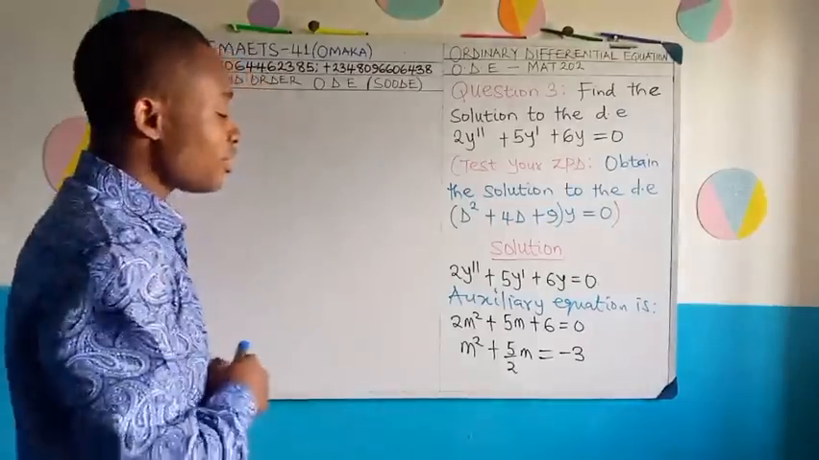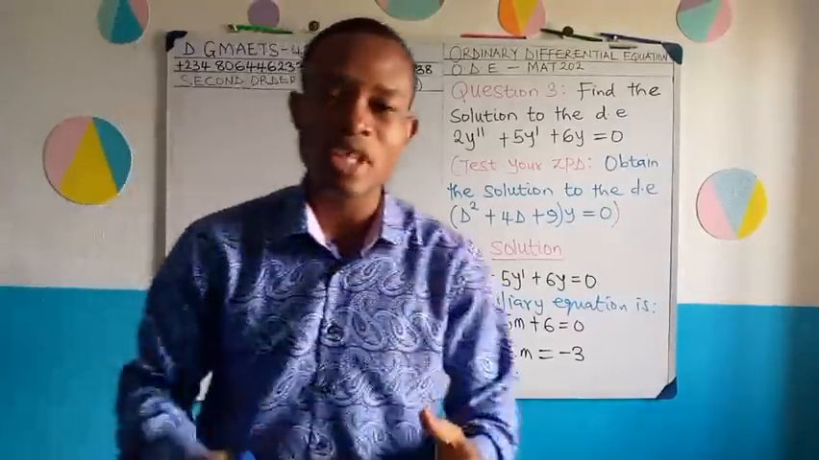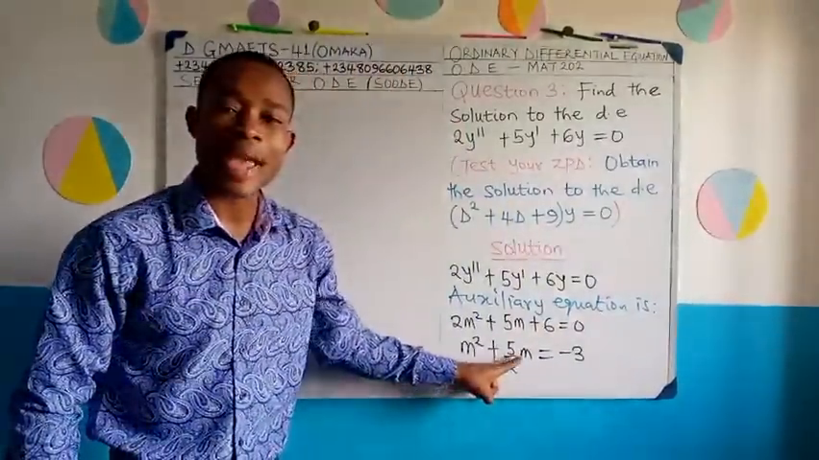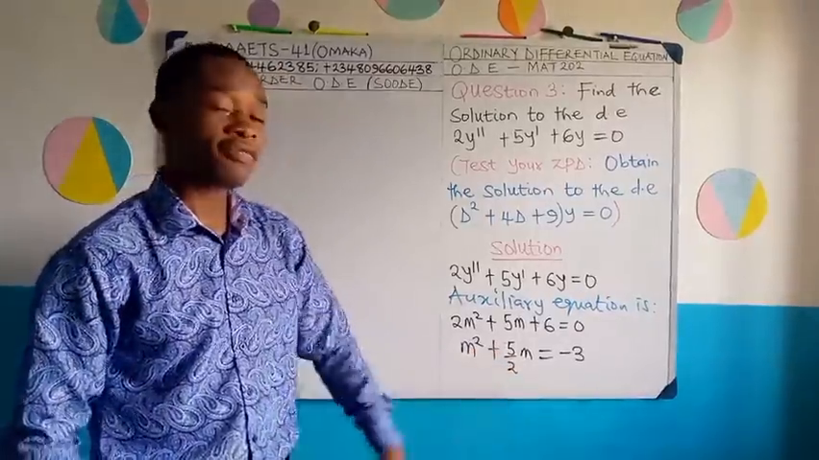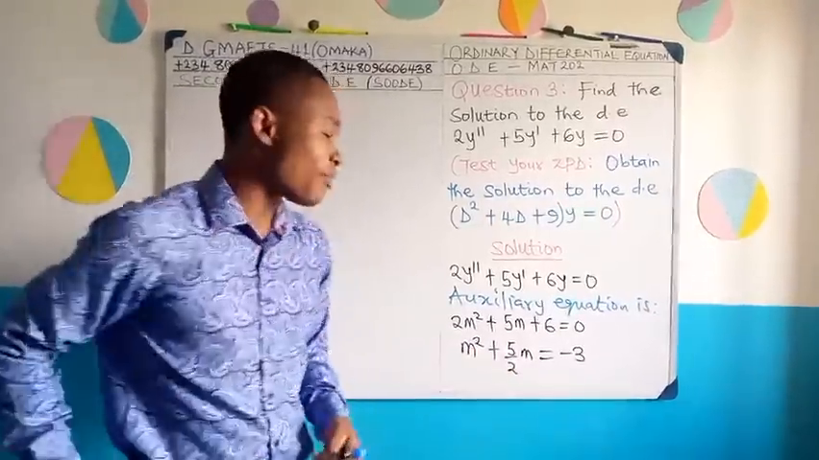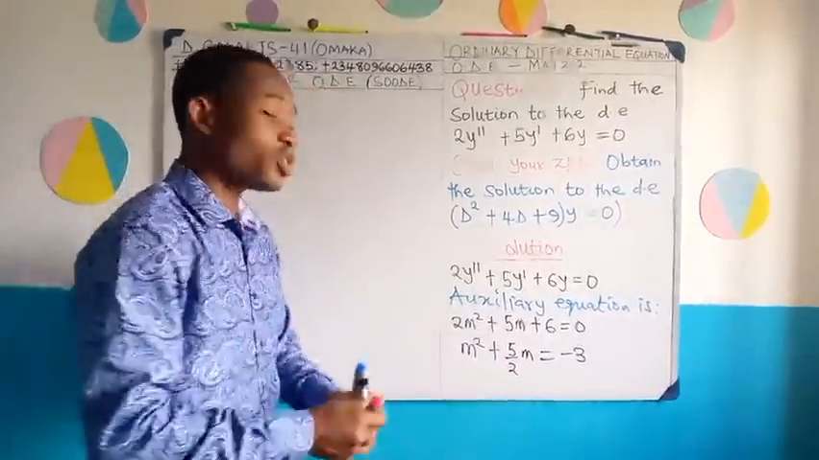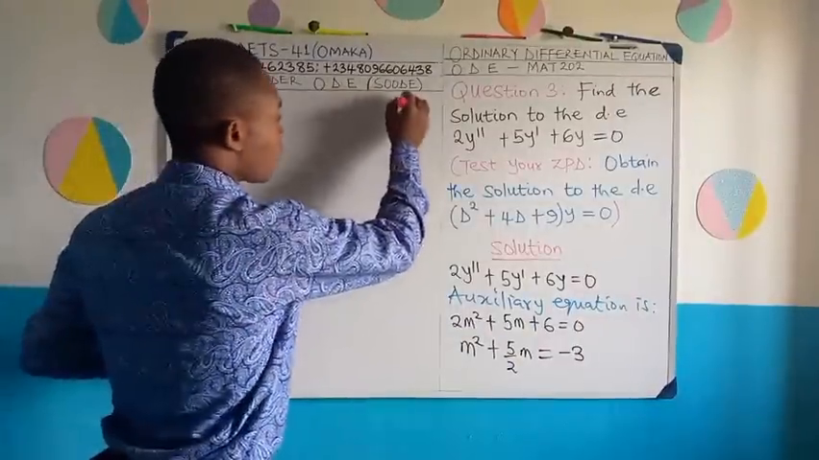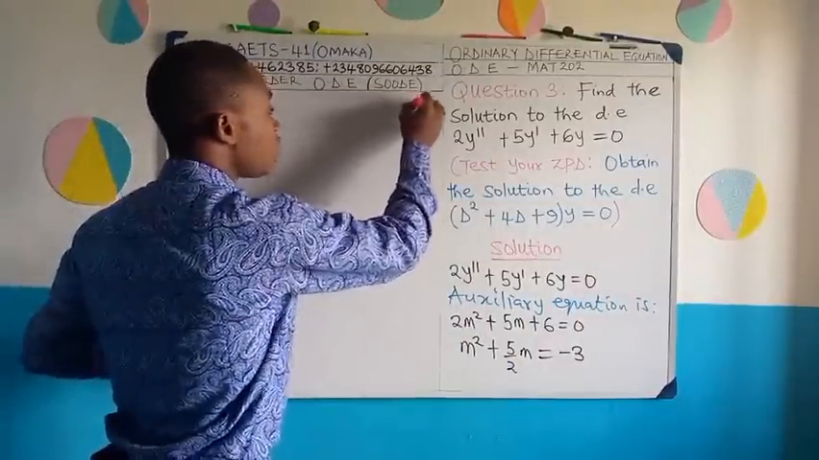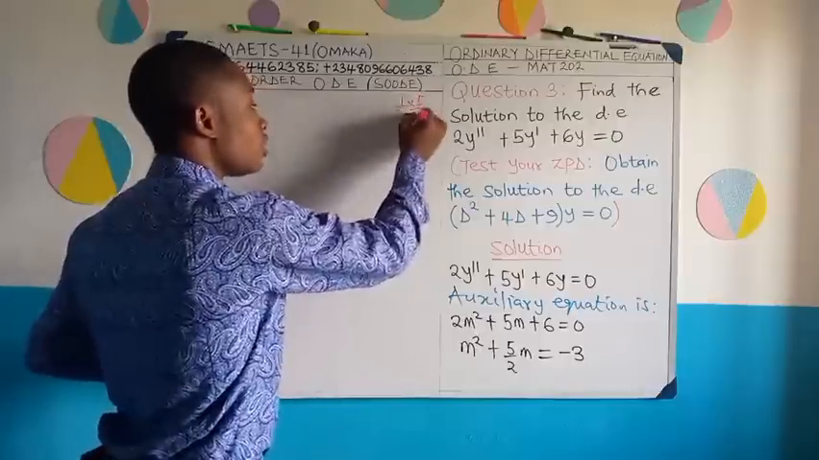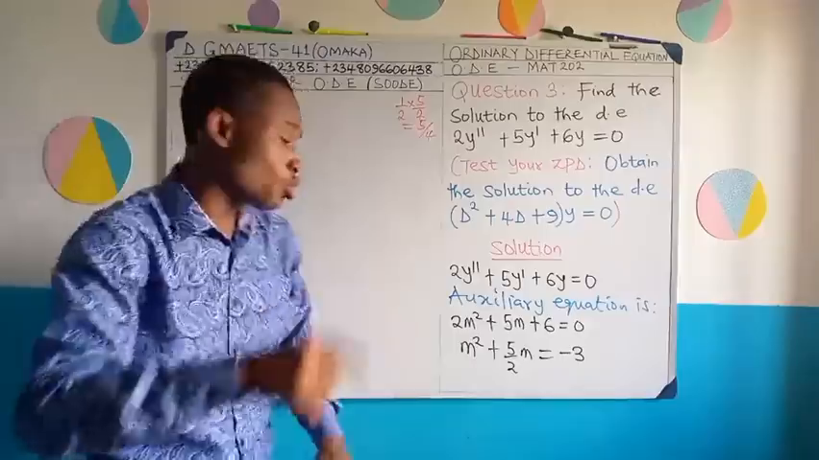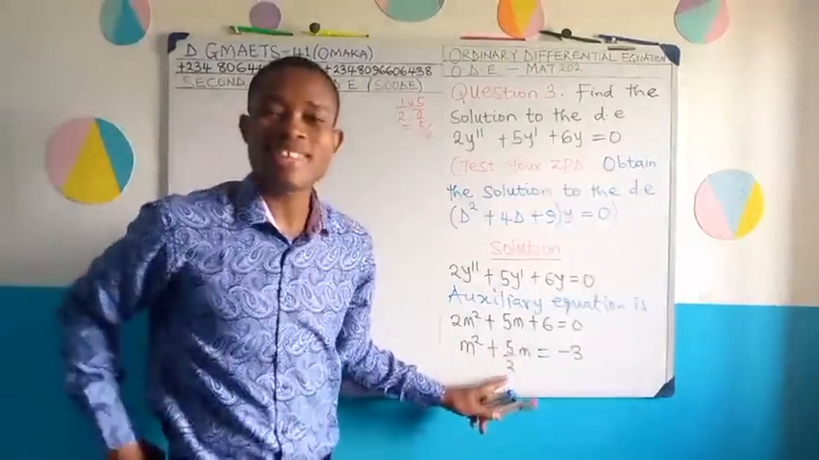Having done this, the next step in completing the square method is to find 1/2 the coefficient of m. And the coefficient is what? 5 over 2. Find 1/2 of it. 1/2 of 5 over 2, if you do that, you get 5 over 4. Are you following? So 5 over 4 is 1 over 2 times 5 over 2. That is the half of 5 over 2.